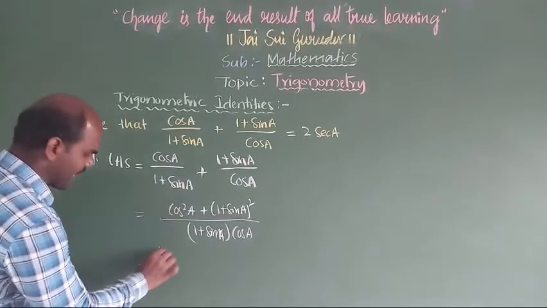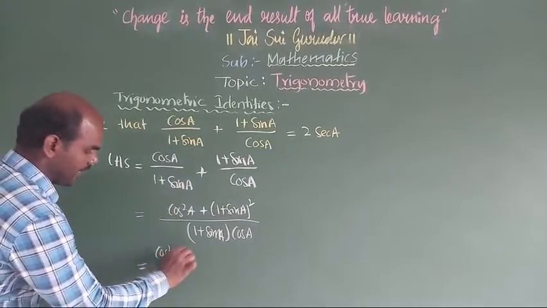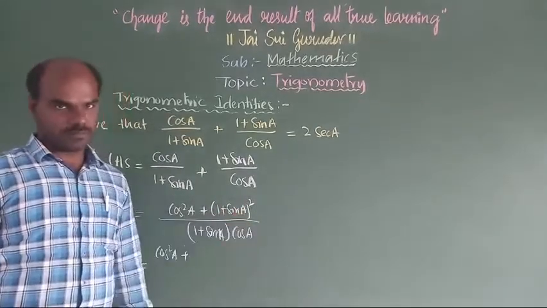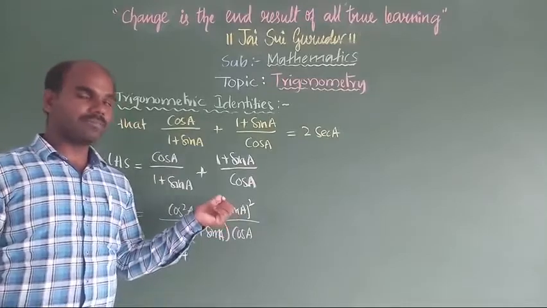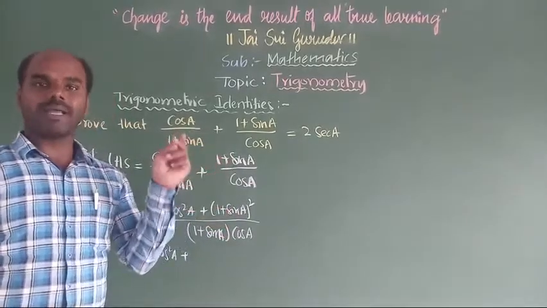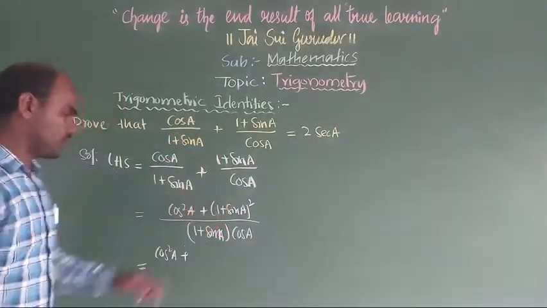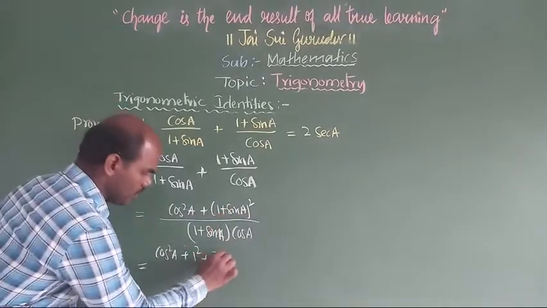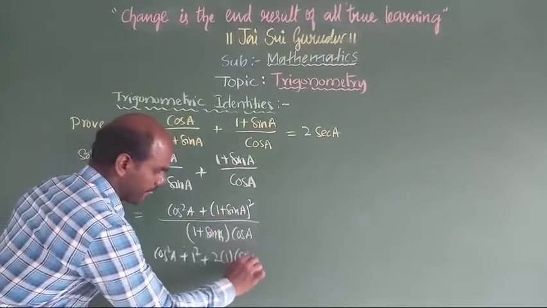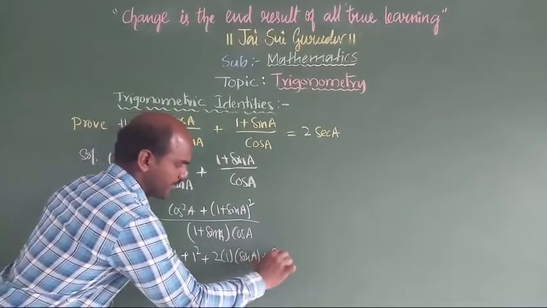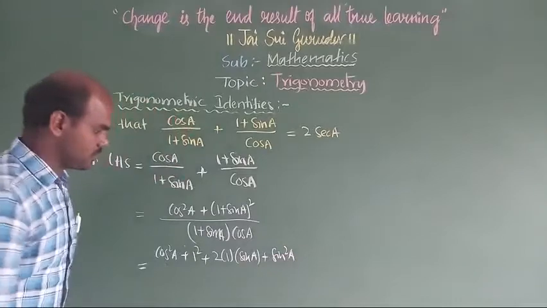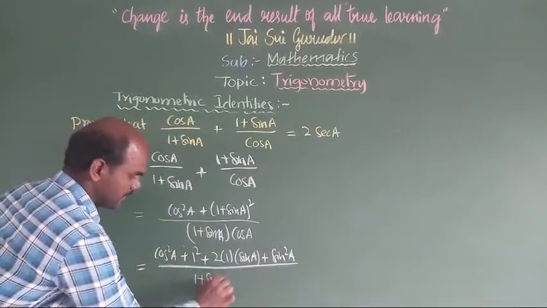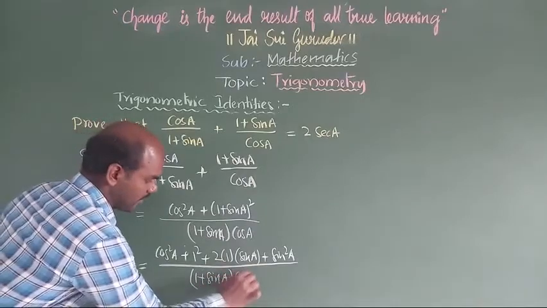So then our LHS is equal to cos square A plus, now it is in the form of (a plus b) whole square. Yes, what is (a plus b) whole square, children? a square plus 2ab plus b square. Yes or no, children? So that is plus 2ab plus b square. Yes, so divided by 1 plus sin A into cos A.